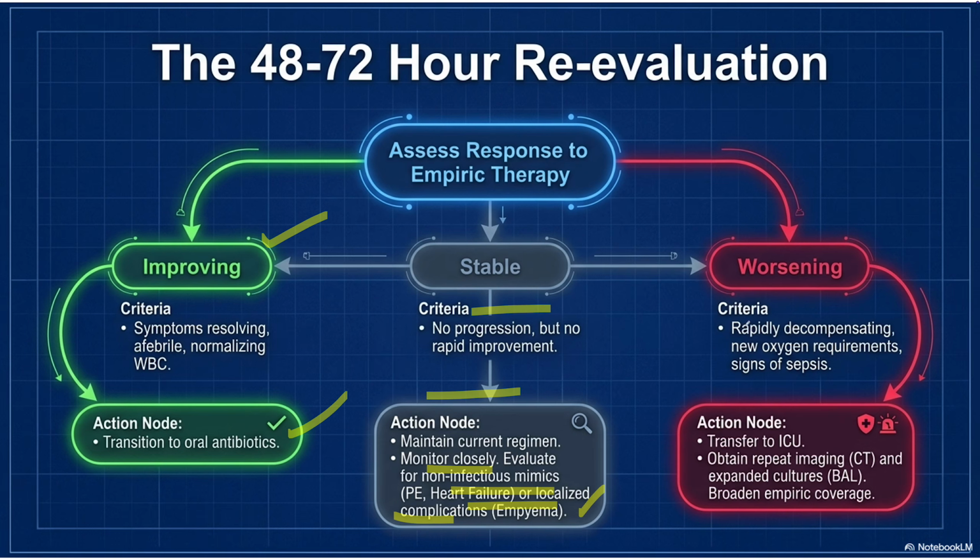The highest risk group consists of patients who are worsening. Look for rapid clinical deterioration, increasing oxygen requirements, or signs of sepsis. These patients need escalation of care, possible ICU transfer, repeat imaging, broader microbiologic evaluation, and expansion of empiric coverage. The reassessment point is where good clinicians separate routine recovery from impending disaster.